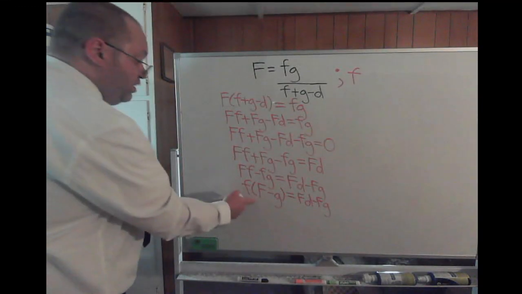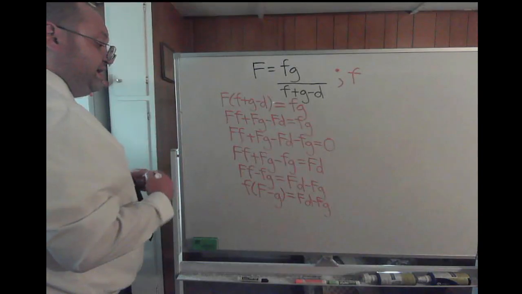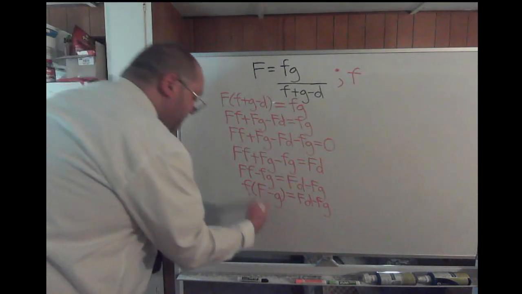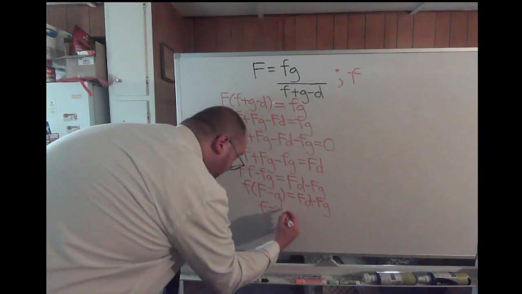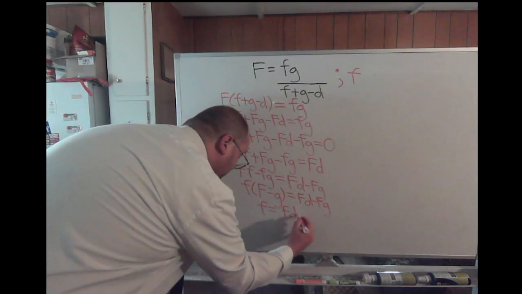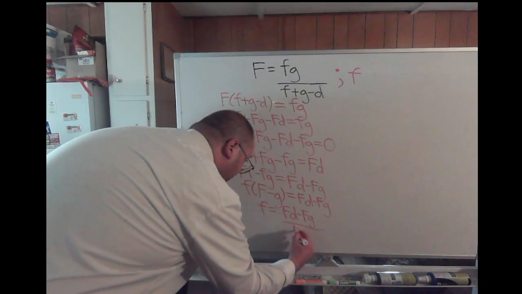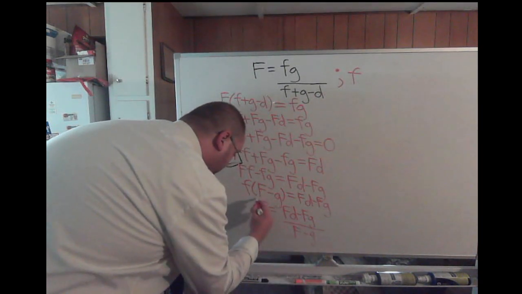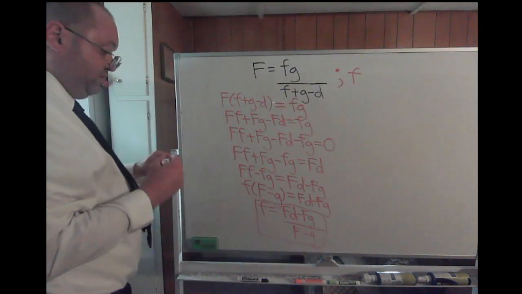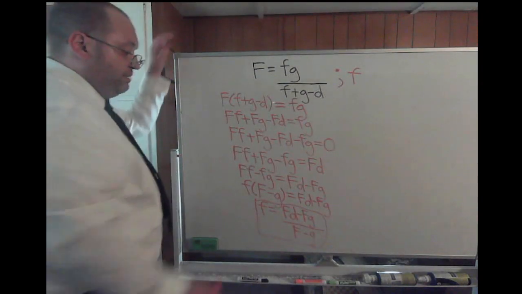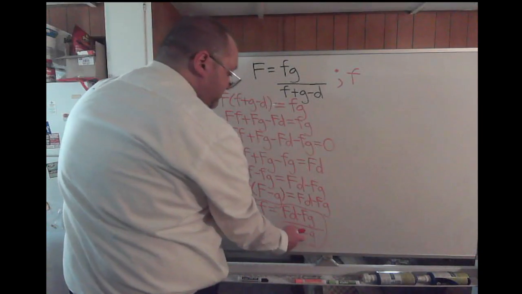Now, I just want to get the lowercase f by itself. I have f times the quantity of F minus g. I need to divide both sides by the quantity of F minus g. If I do that on the left, I'll just get f. Do that on the right, you'll get Fd minus Fg all over the quantity of F minus g. So lowercase f is going to be equal to uppercase Fd minus uppercase Fg all over the quantity of uppercase F minus g.